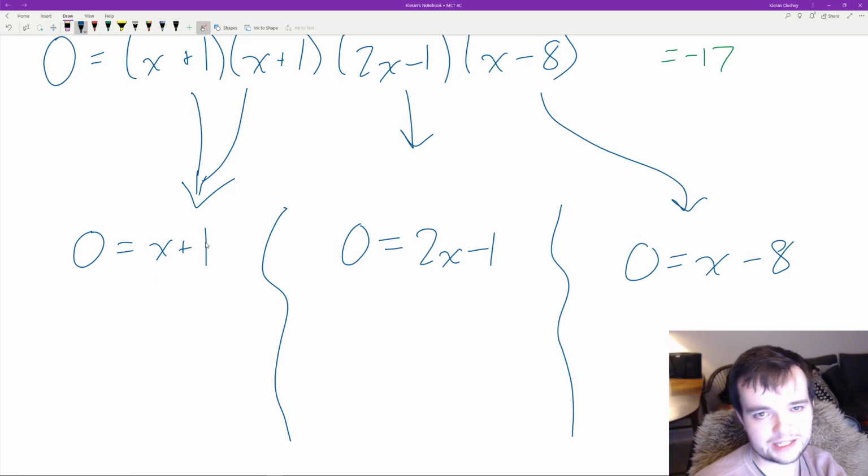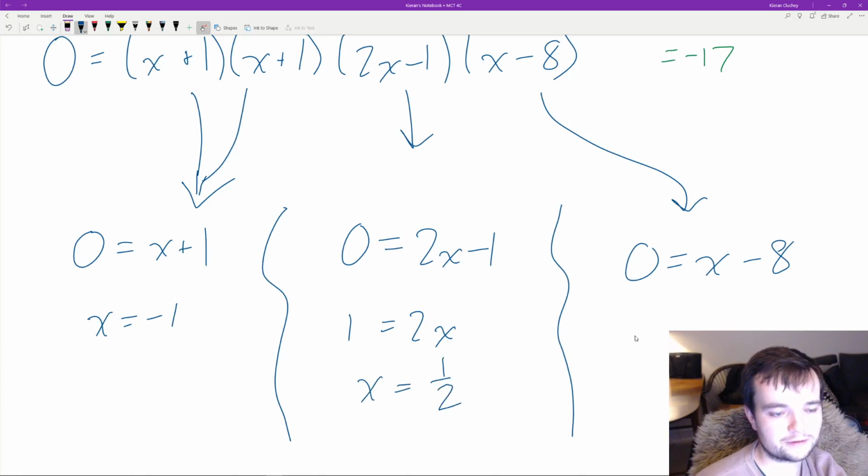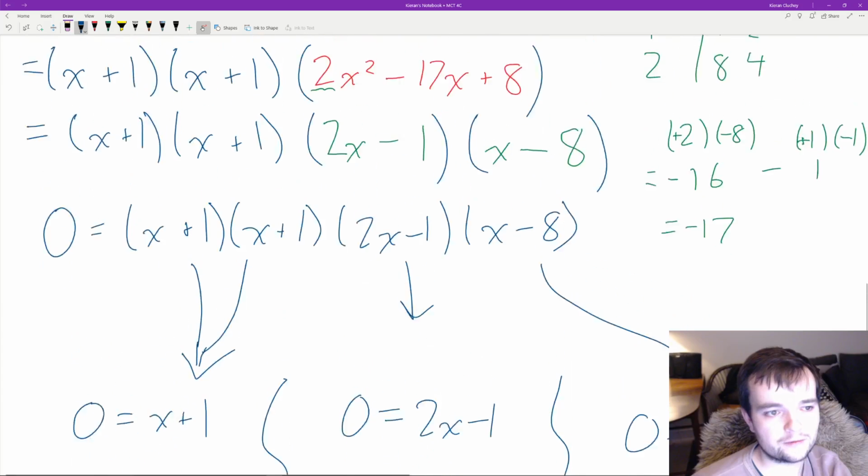So I bring the 1 over, and I get x is equal to -1. That's it. Bring the -1 over here, that's 1 is equal to 2x. I divide by the 2, and it should give me x is equal to 1/2. And here I bring the 8 over, and I get x is equal to 8. This should be a good strategy to completely factor.